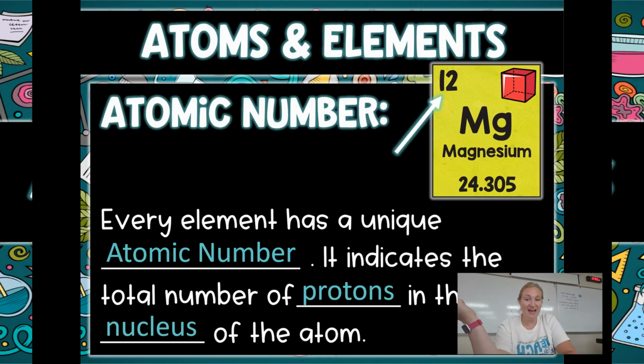Like I just said, every element has a unique atomic number. It indicates the total number of protons in the nucleus of the atom. You will be doing practice with this. If I gave you a periodic table and said, tell me the element that has 20 protons in its nucleus, you could look for atomic number 20, and you'd be able to tell me that calcium is that atom.